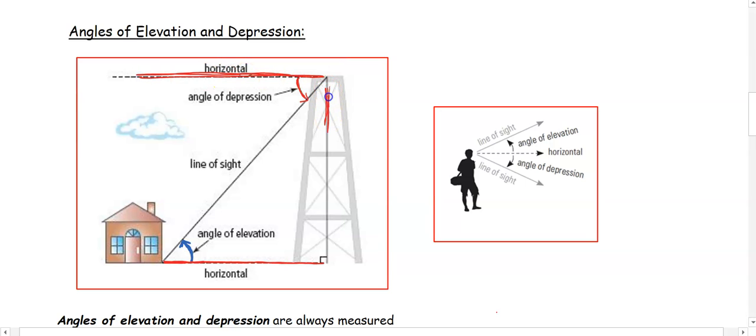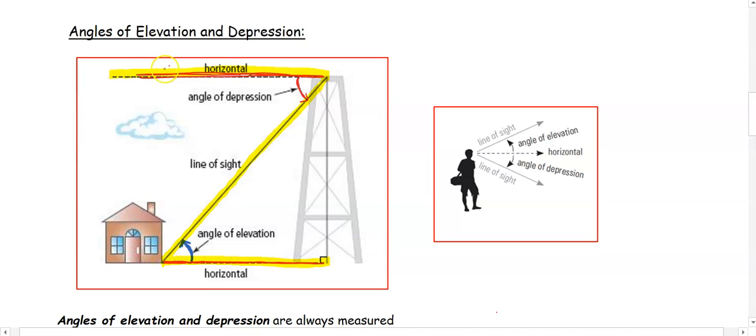You can see this is a vertical line. It's not taken from that line. That is not an angle of depression, okay? So angles of depression go down from the horizontal. Angles of elevation go up from the horizontal. If I draw a line between the two, you can see that letter Z.